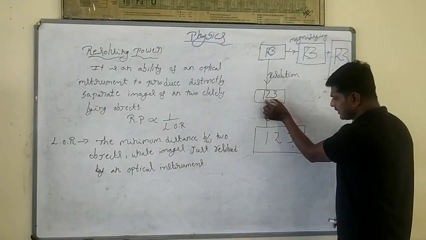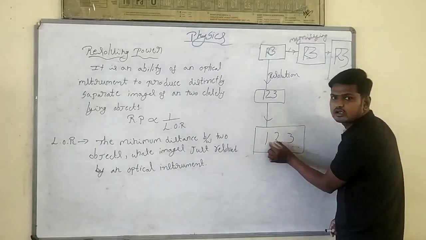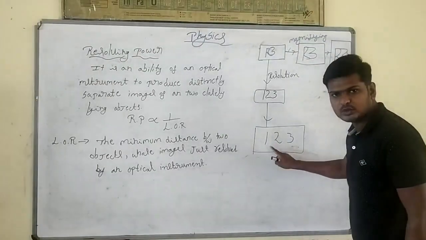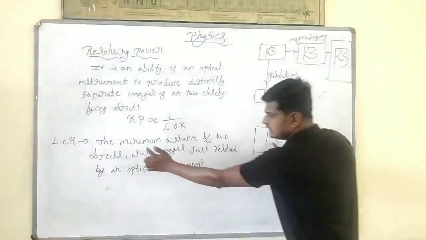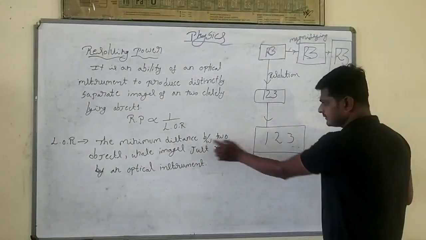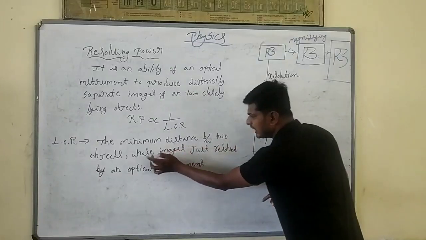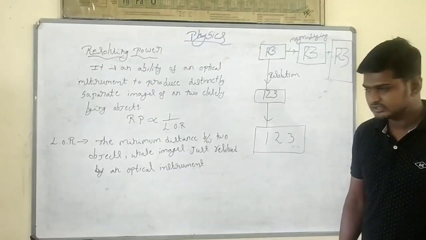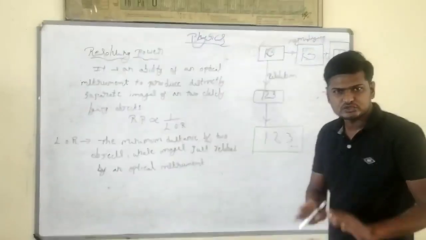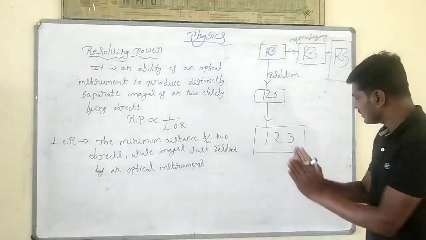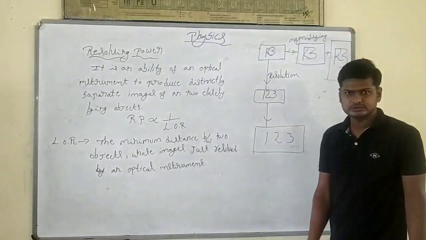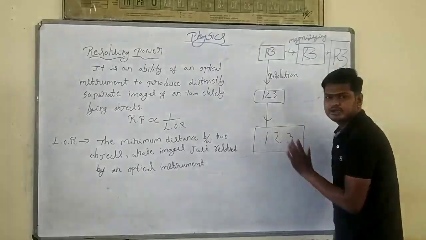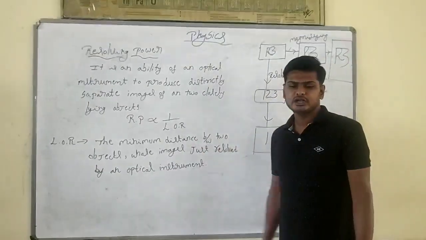Here the distance between the objects is small, and here the distance between the objects is greater. This we are going to call the limit of resolution: the minimum distance between the objects whose images are just resolved by an optical instrument. Here resolved means we are separating the images; from a single image, we are separating.